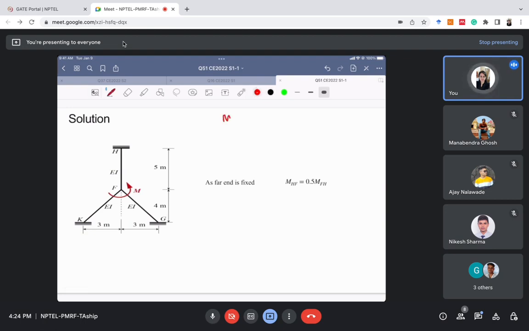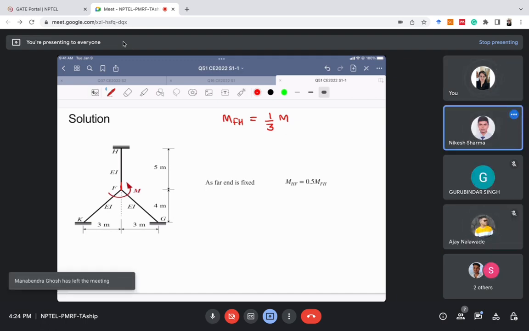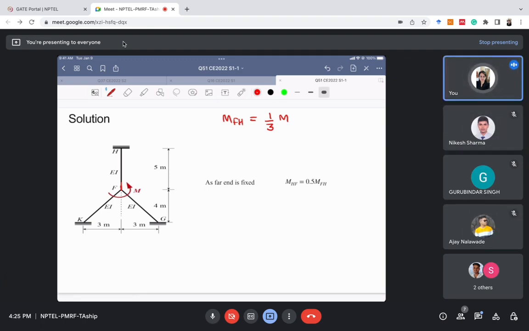So the value of MFH, the moment carried by member FH, will be 1 by 3 of the entire moment. Can anyone tell me the value of MFG? Maybe in the comments someone. Member 3. Great. Right, all the members will carry the same moment. So MFG will be equal to 1 by 3 of M. I hope this is clear to you.